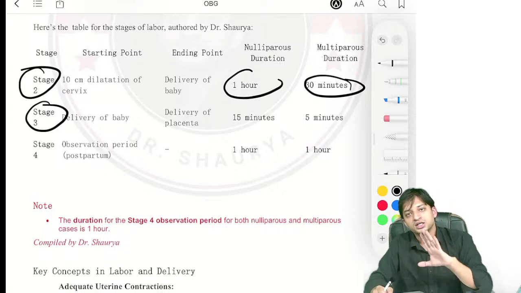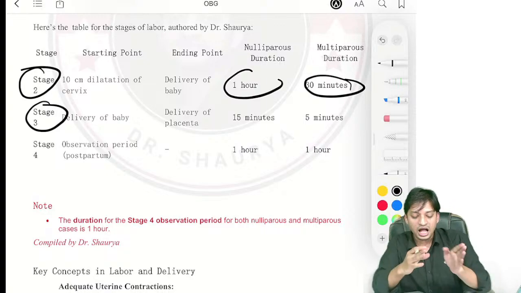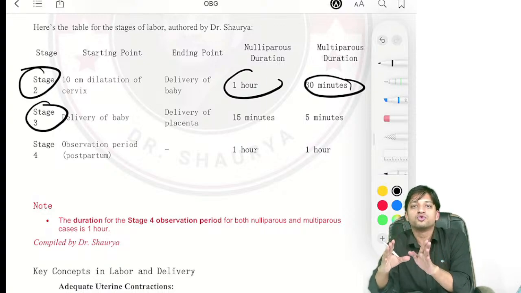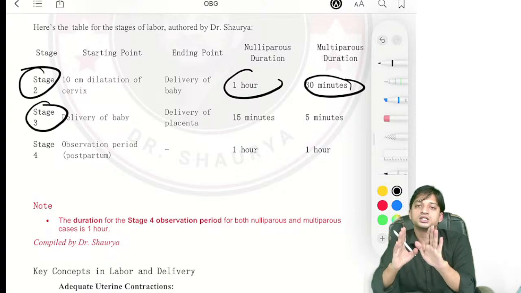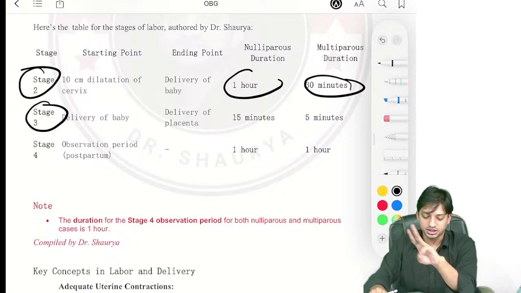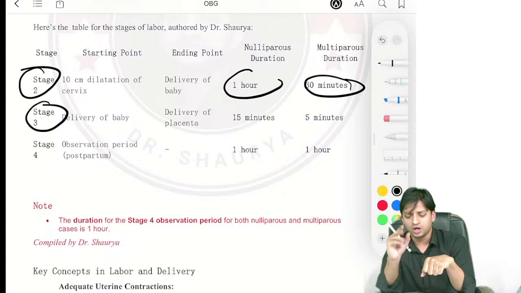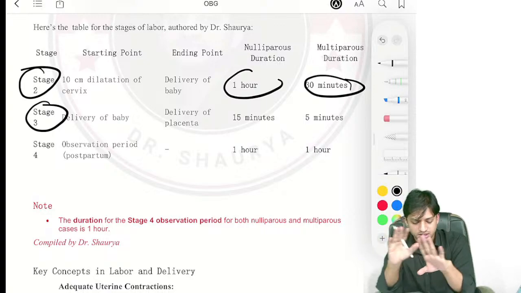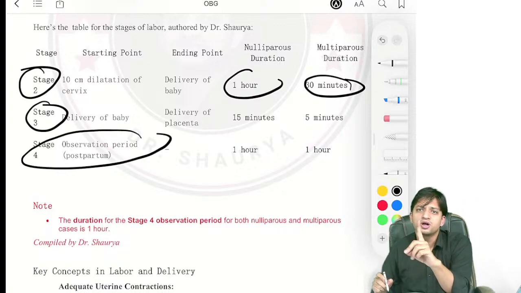Stage 3. Stage 3 of the labor, what are you going to do? You are going to see after the delivery of the baby, you have to wait for the delivery of the placenta. Stage 3 starts after the delivery of the baby and ends after the delivery of placenta. Stage 3 done. Time is very less, placenta is a small part, so delivery time is only 15 minutes in the nulliparous and 5 minutes in the multiparous. Done. Stage 4, it is nothing, just an observation period of 1 hour post delivery, both in nulliparous and multiparous.